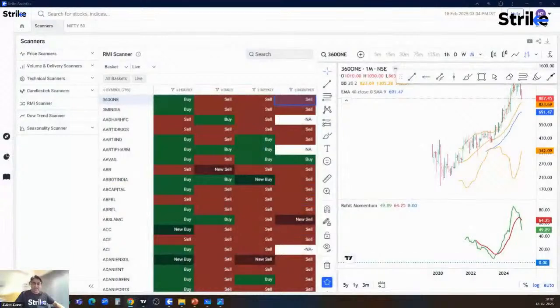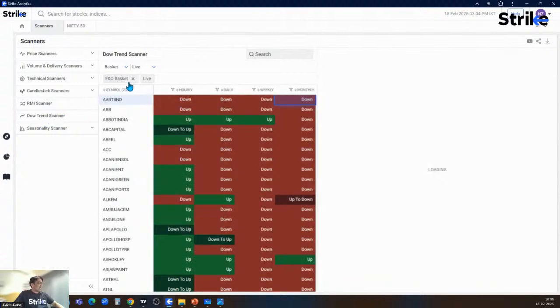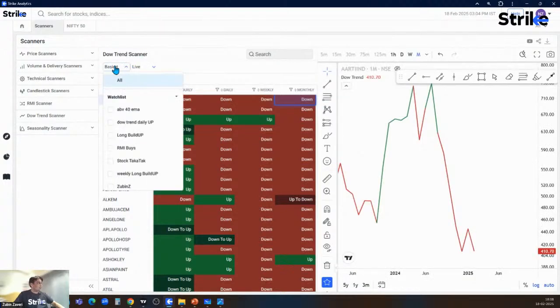So when we are talking about Dow trend, first we will talk about trend, so let me go to the Dow trend scanner first. In this Dow trend scanner, you will have various options. I'll take you through the options very quickly. The first option is the basket. You can choose your own basket. You can create your watch list as well. If you have created any watch list in the Strike platform, the names of those watch lists will appear over here.